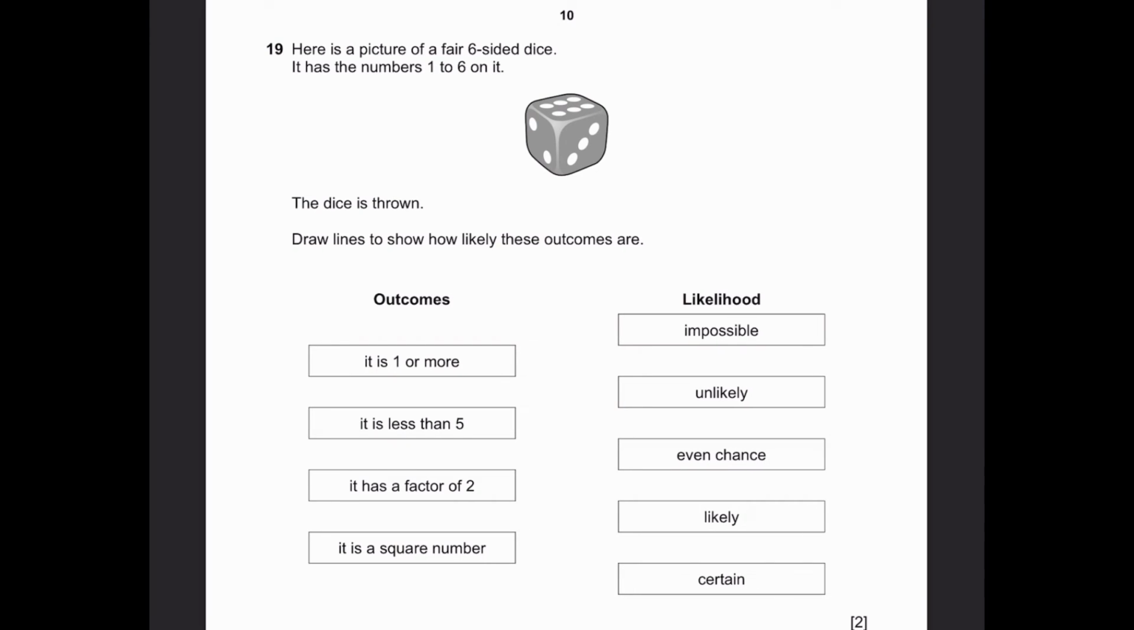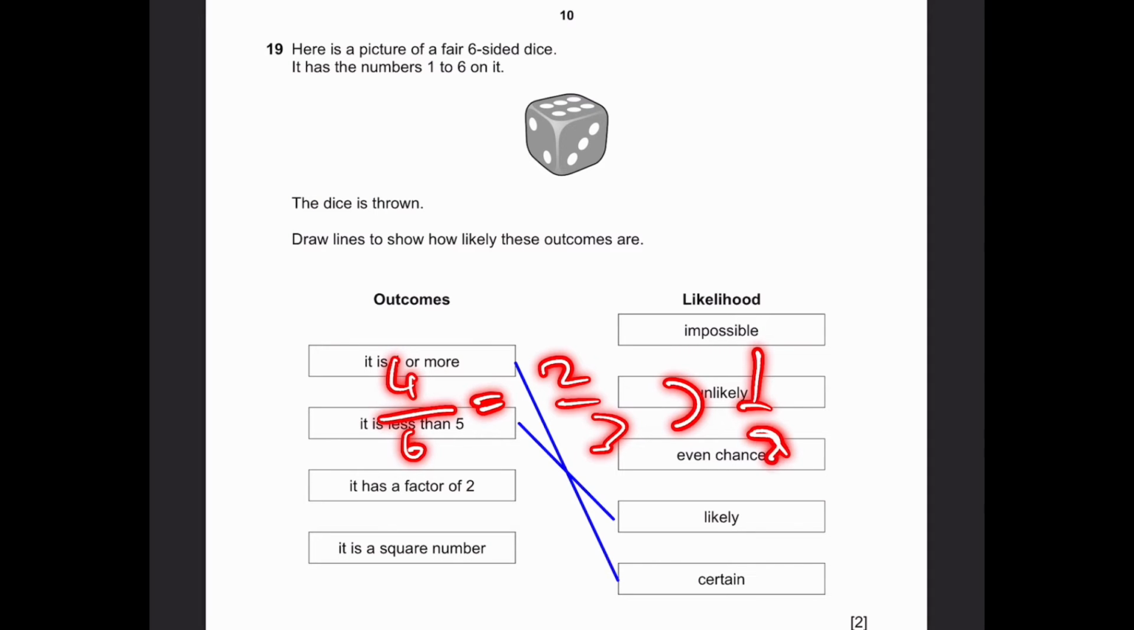Question 19. Here's a picture of a fair six-sided dice. It has the numbers 1 to 6 on it. The dice is thrown. Draw a line to show how likely these outcomes are. It is 1 or more, where all the numbers on the dice are 1 or more, so this is certain. Is less than 5. That means it can be 1, 2, 3, or 4, which means it'll be likely, because 4 out of a total of 6 is 2 by 3, which is greater than half, so it's likely.